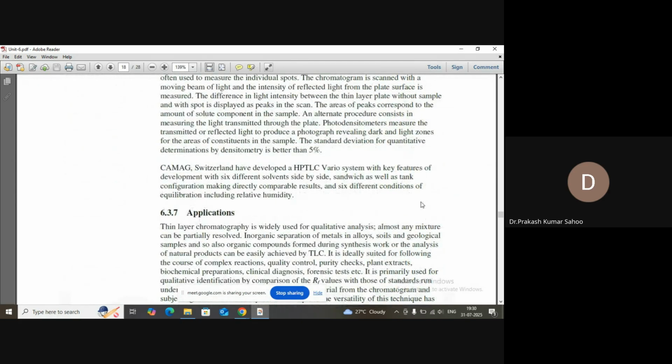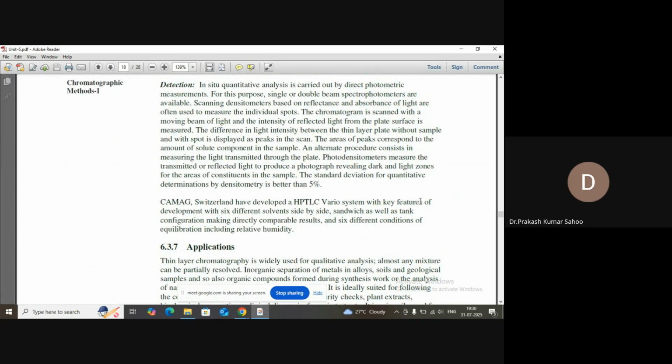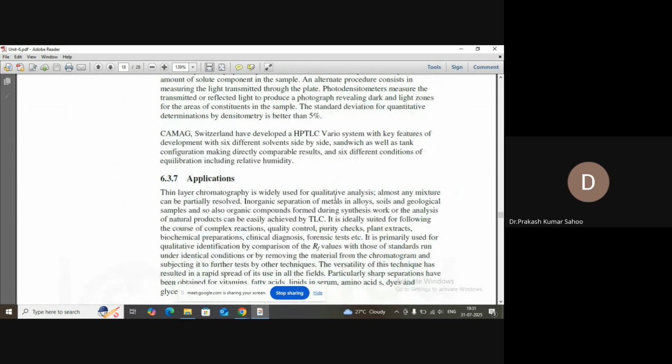So this is how in HPTLC spectrophotometers are used with different intensities of light which are reflected on the surface of the stationary phase. The standard deviation of quantitative determination by densitometer is about 5%. So this is a very advanced modern tool for the separation of components in a mixture.